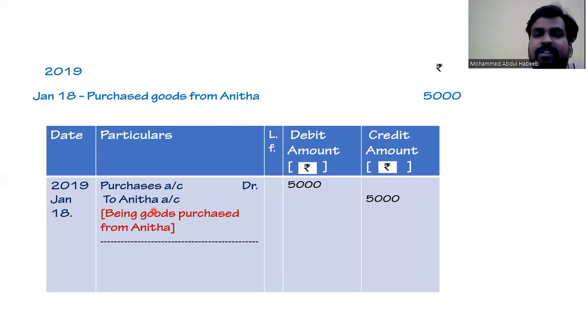How to identify whether a transaction is cash transaction or credit transaction? When we are purchasing goods or we are selling goods and the name of a person is specified, then it becomes a credit transaction. So here we are purchasing goods and the name of the person Anita is specified, so it becomes a credit transaction. So purchases, it is an expenditure to the business, so purchases will always be debited, and as the goods are purchased on credit, in such a situation the business will be writing the name of the person from whom the goods were purchased. So the journal entry on 2019 January 18 will be purchases account debit 5,000 to Anita account 5,000, and the narration will be being goods purchased from Anita.